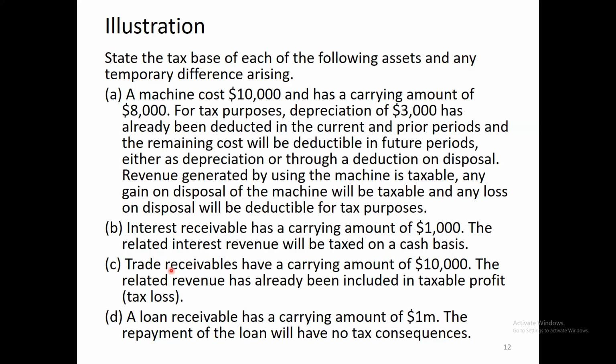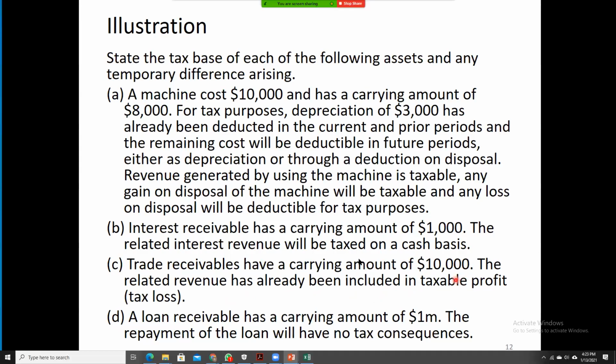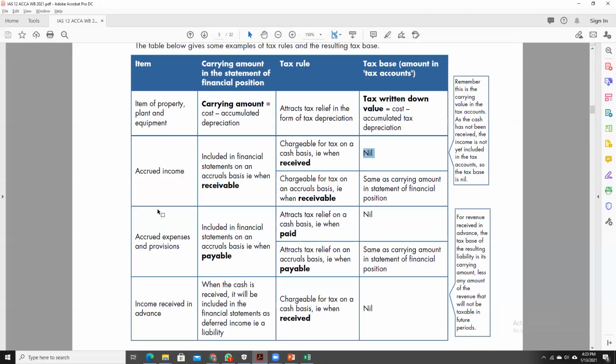This one, trade receivable, has a carrying amount of 10,000. The related revenue has already been included in taxable profit. What does it mean? This 10,000 is included in accounting profit as well as taxable profit. Then are there any differences? See the sheet, accrued income, this is on cash basis.